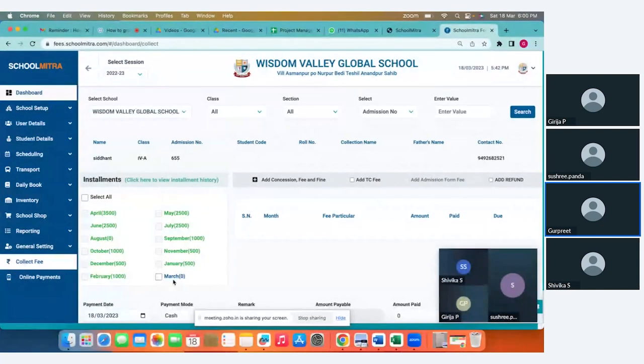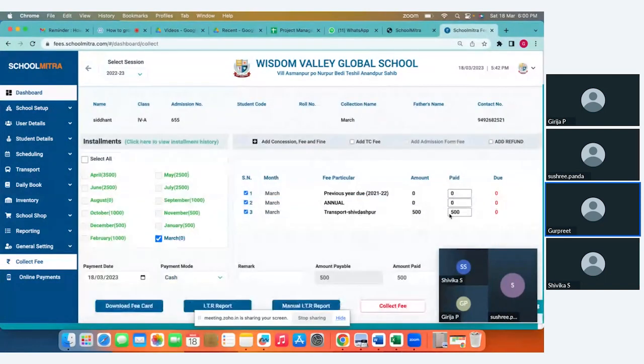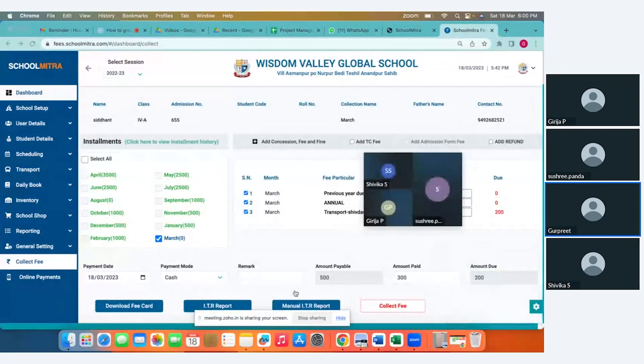And red means you have paid a partial payment for that month. So for example, for the month of March, the child has to pay only for transport, that is 500 rupees. And the child comes and pays only 300 rupees. So 200 rupees due. I can keep it over here. I can choose the mode of payment, and then I can collect the fees. It's as simple as that.